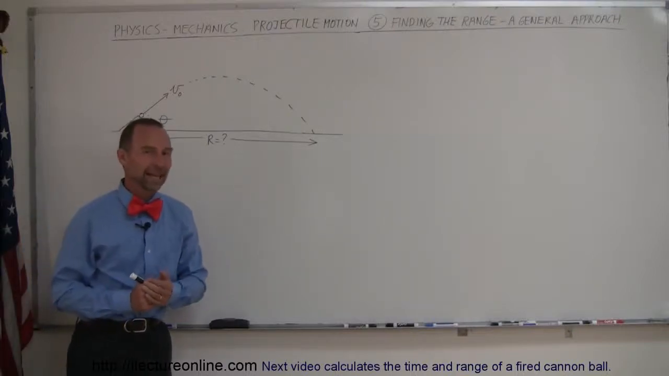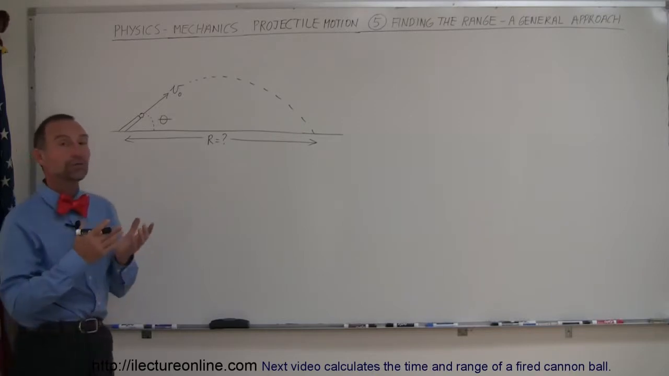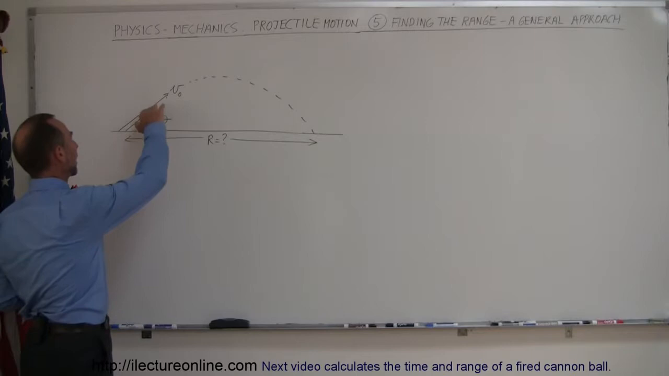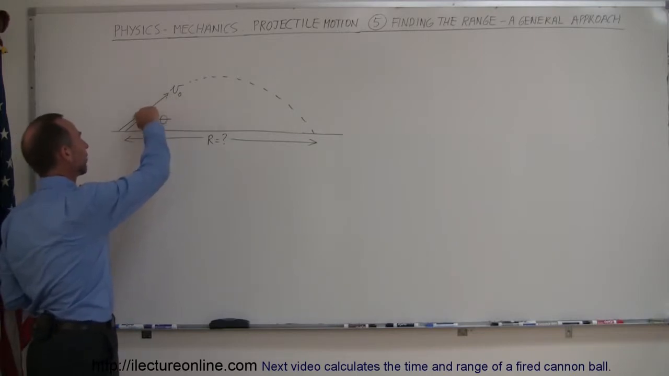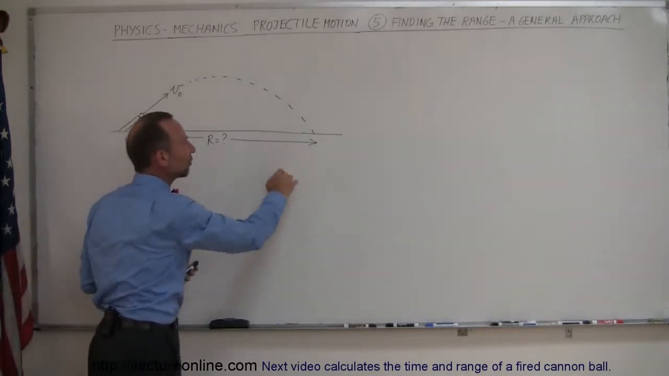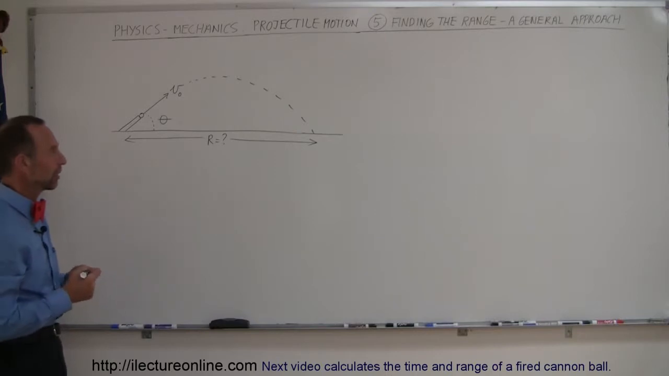Welcome to iLecture Online, and in this example we're going to look at projectile motion in the general format, or the general approach. We're simply going to shoot out a projectile at some initial velocity at some angle theta above the horizontal, and we're trying to find the range of this projectile, meaning how far will it go before it hits the ground, and that's known as the range of the projectile.